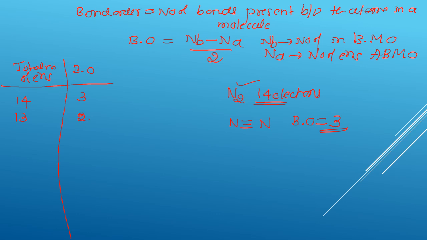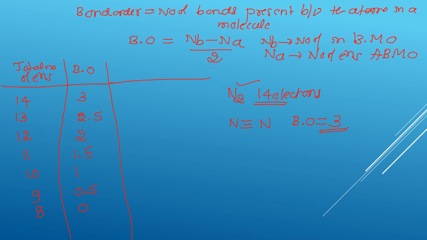So it is 2.5. If the number of electrons is equal to 12, then again subtract 0.5 from 2.5 and you get 2, so in that case the bond order is equal to 2. If the number of electrons is equal to 11, the bond order is 1.5. If the number of electrons is equal to 10, the bond order is 1. If the number of electrons is equal to 9, the bond order is 0.5. If the number of electrons is equal to 8, the bond order is 0. Isn't it?